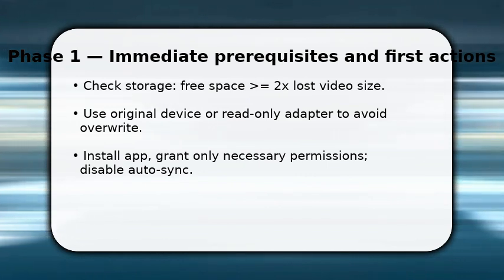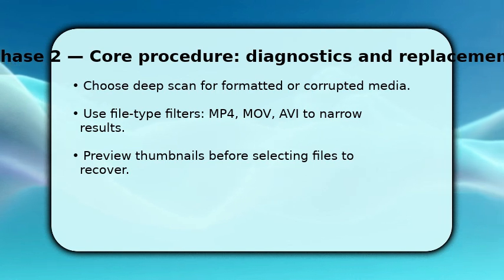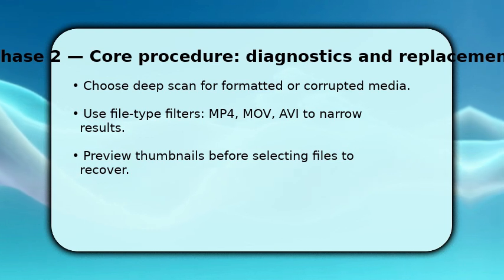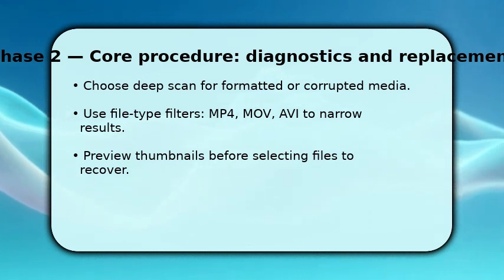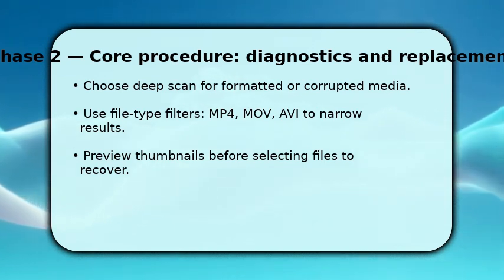You now run the scan and manage results to find the right files quickly. Select a deep scan when the disk was formatted or the file system is corrupted. Deep scans read raw sectors and find fragments. Make sure to filter by video types like MP4, MOV, or AVI to reduce noise, and use the timeline or thumbnail view to spot intact clips.